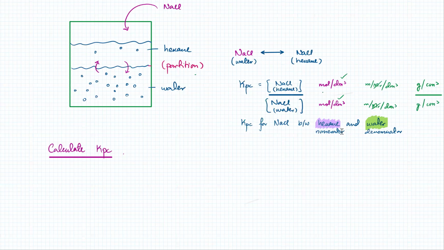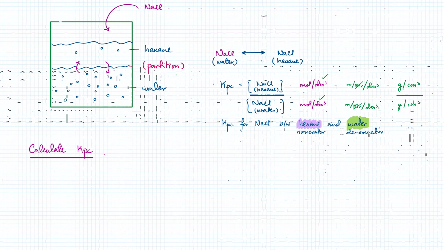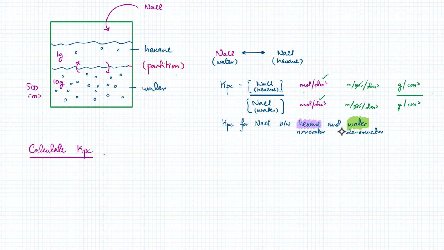So if I have a question, let's find the KPC for this one. Let's say there is 1 gram of NaCl over here, and there is 10 grams of NaCl in water. The volume of water is, let's say, 500 cm cube, and the volume of hexane is, let's say, 200 cm cube. Can you calculate KPC? And remember, I'm going to tell you the KPC between hexane and water.